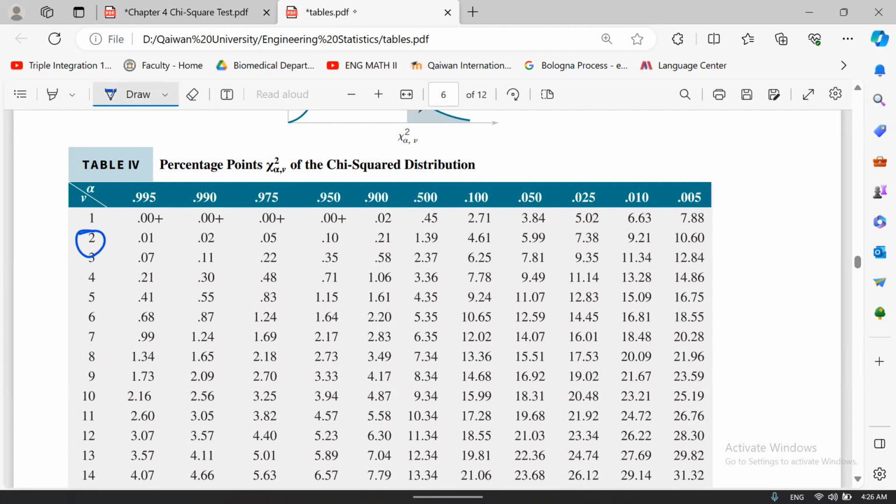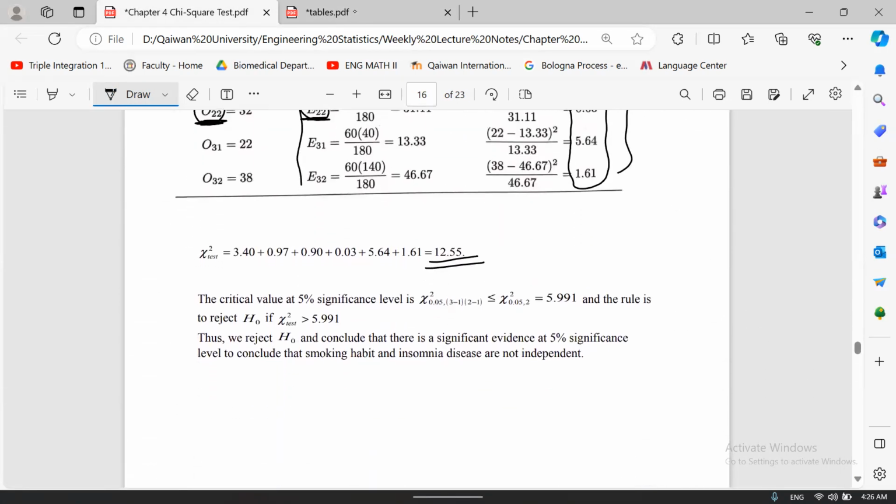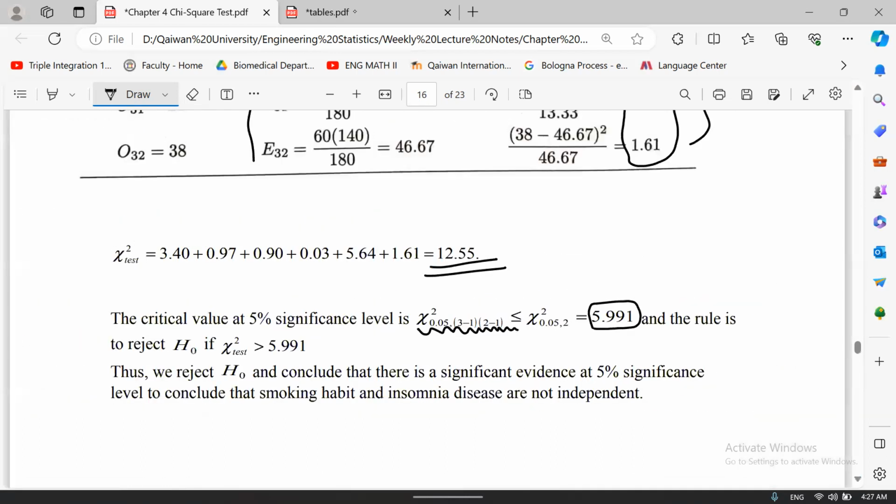What's 0.05? That's it. It's 5.99. We write it down here. So chi-squared of (3 minus 1) times (2 minus 1) and 0.05 is 5.99. In the table we just have 2 decimal points, but here we have 3. It's okay, no problem. Now, we compare the chi-square test with the chi-squared from the table.